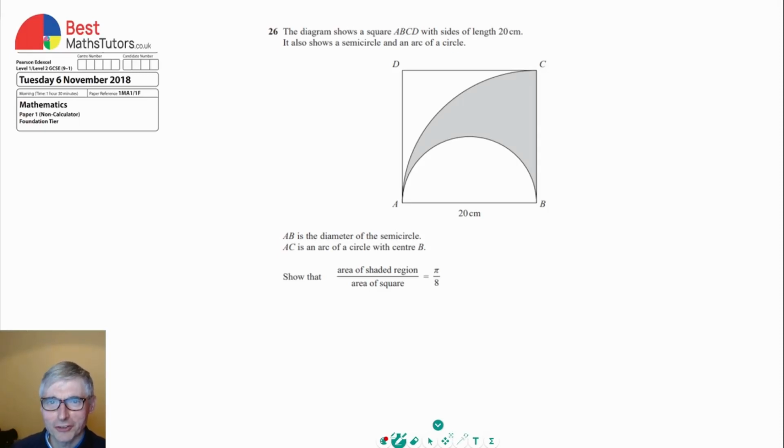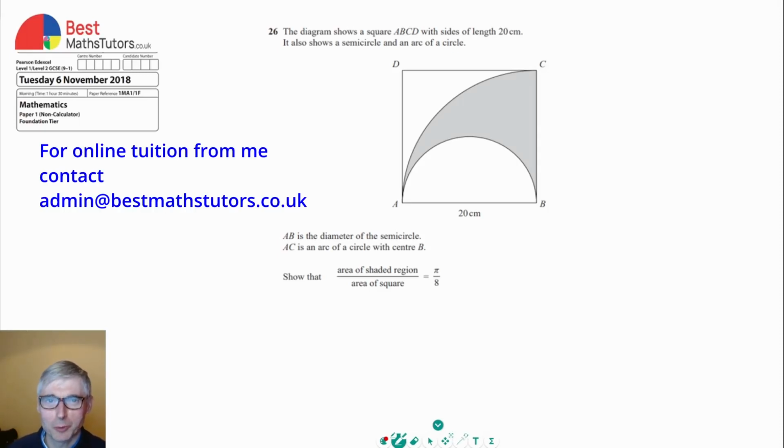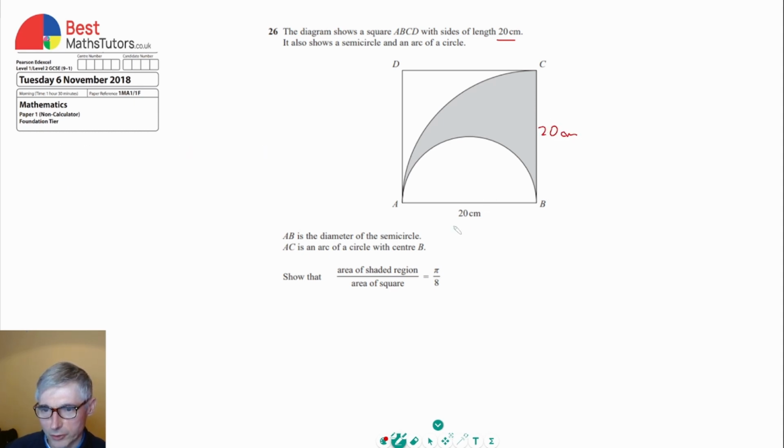I'm continuing to go through the Edexcel Foundation Tier Paper 1 from 2018 and this is question 26. We can see that what we've got here is a square with sides of length 20 centimetres. So we can put that on the diagram, 20 centimetres and 20 centimetres, as is written there. And what we've got to show is that the area of the shaded region divided by the area of the square would make a fraction which is pi divided by 8.